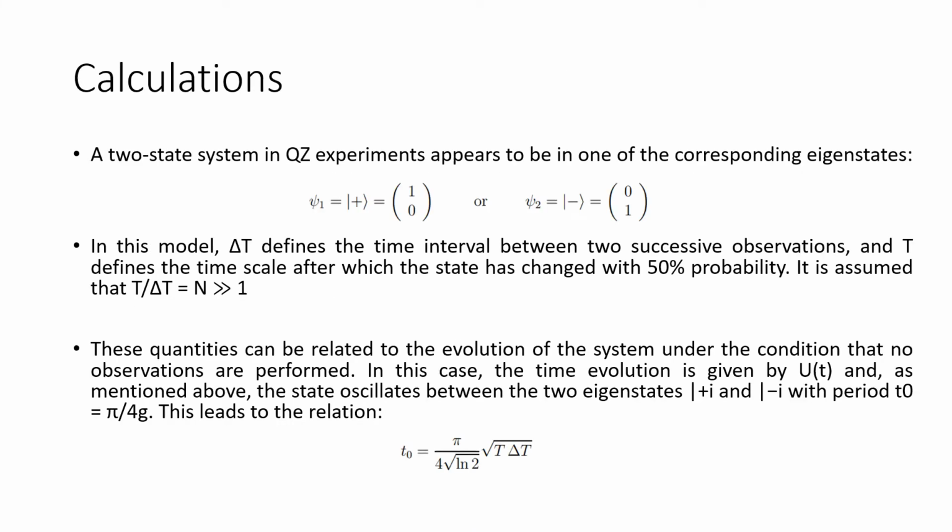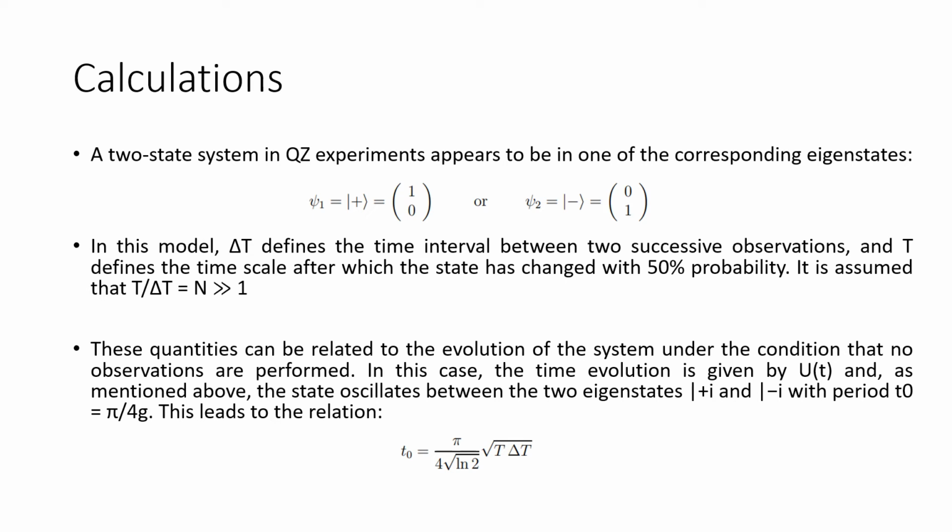The calculations involved in this experiment are, as we have already discussed, the two different eigenstates that can exist for the two particular states, transitioning between the two. In this model, delta t defines the time interval between two successive observations, and T defines the time scale after which the state has changed with 50% probability. It is assumed by experiments that T by delta t, equal to n, will always be greater than 1.